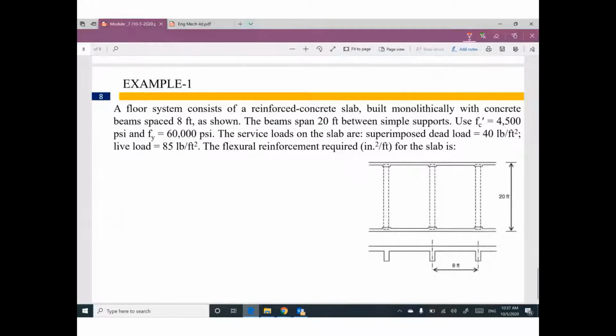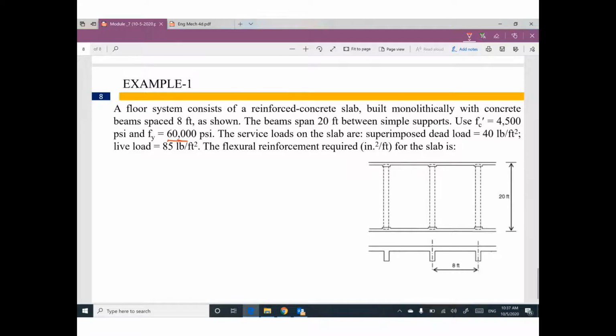Guys, you are more professional right now and you have more experience. Anything missing in any problem, you can assume. If live load is not given, you can assume the function of the building and go to the table to figure out how much live load. If f prime c is not given, you can assume 3,000, 4,000, or 5,000. If yield is not given, you can assume 50,000 or 60,000. So you have more information right now about all of this.